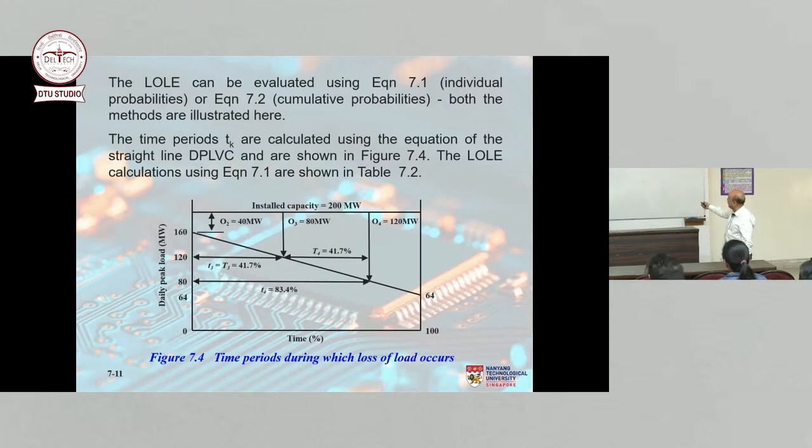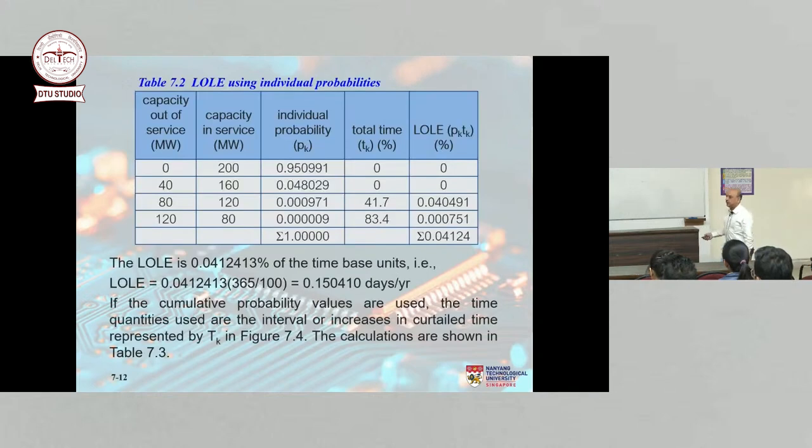But for the 120 megawatt out, we have the small t4 and small t3. Therefore, the difference of the two is t4 minus t3, which is uppercase T4, which also happens to be 41.7%. So that's how we will do the cumulative probability table and calculate the risk. So this is the calculation of the risk.